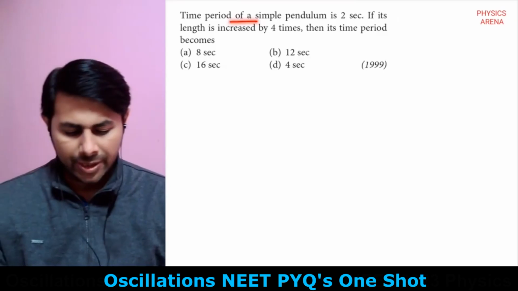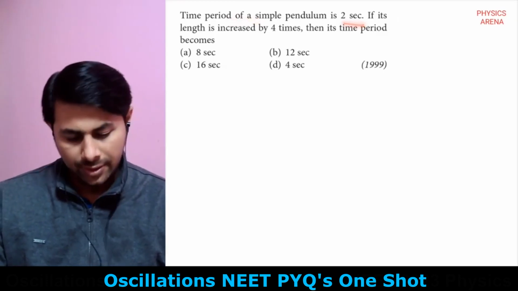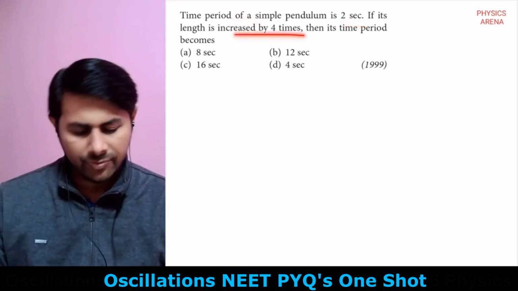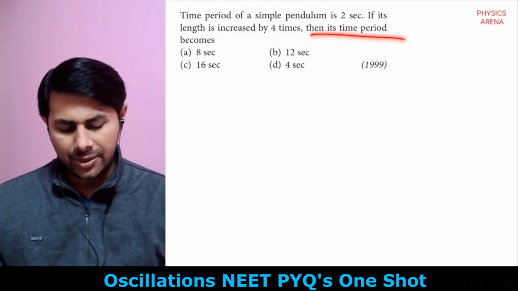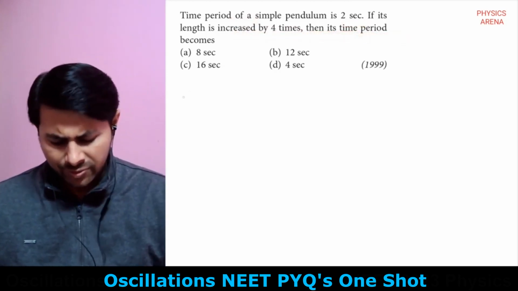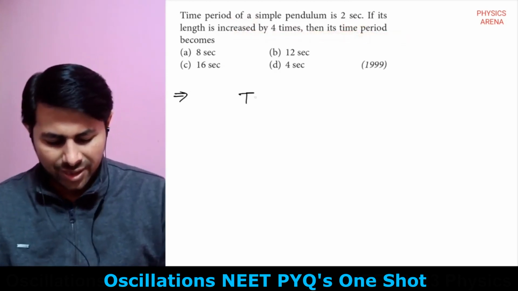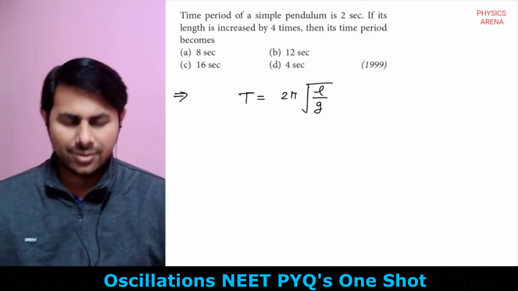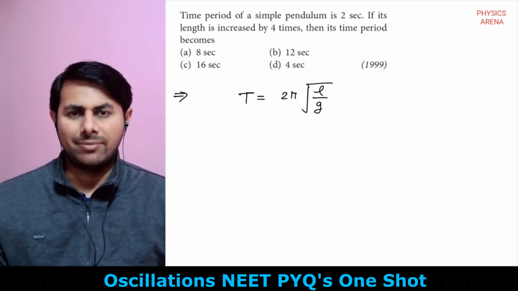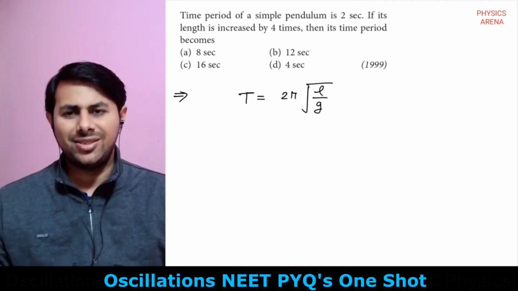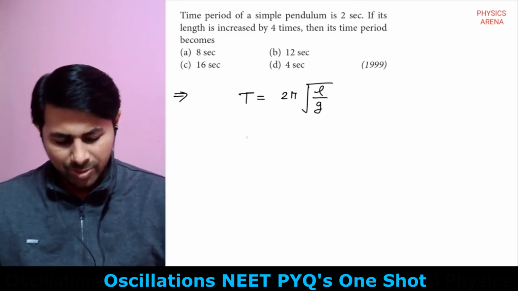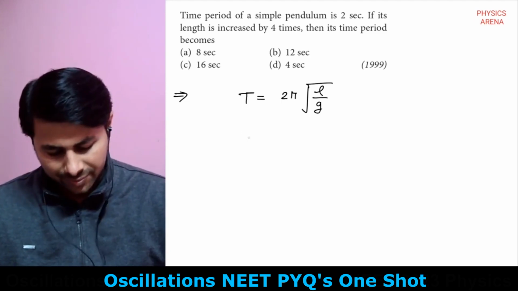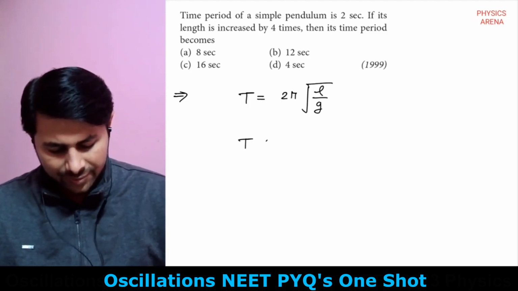Time period of a simple pendulum is 2 seconds. If its length is increased by 4 times, then its time period becomes. This is very simple. T equals 2 pi root of L by g. If length becomes 4 times, time period becomes twice, because it is directly proportional to root of L, right?